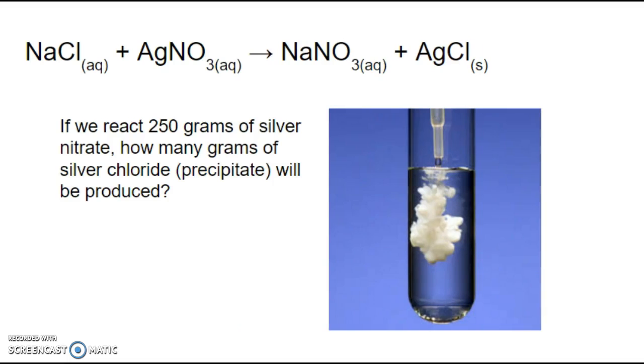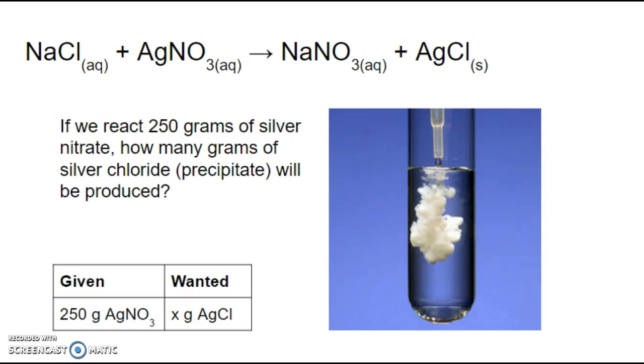So here's the problem that we're presented with. If we react 250 grams of silver nitrate, or AgNO3, how many grams of silver chloride precipitate, or AgCl, will be produced? The way that I like to start out my problems is by writing down what we know and writing down what we want to know. In this case, we're given that there are 250 grams of silver nitrate, or AgNO3, and we want to find out how many, or X, grams of silver chloride.